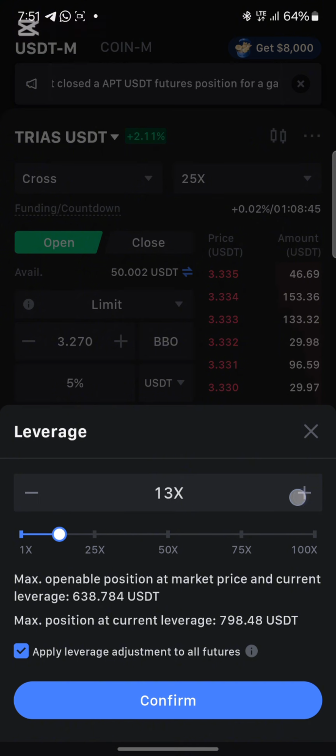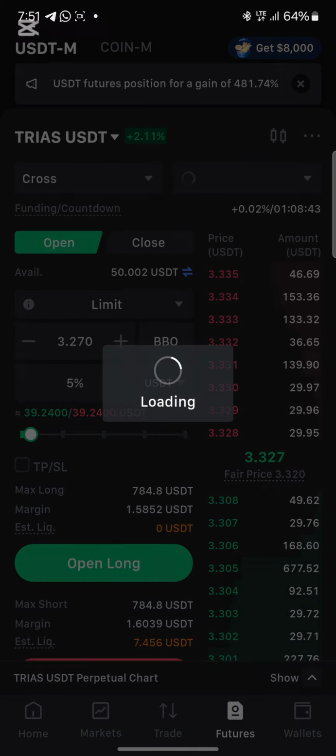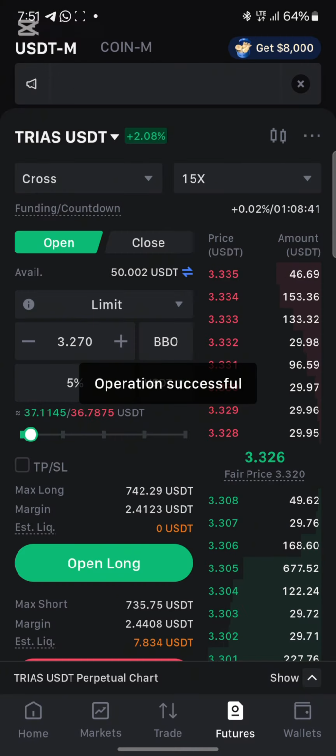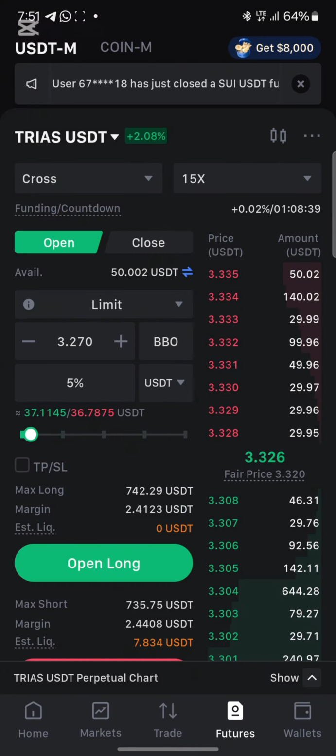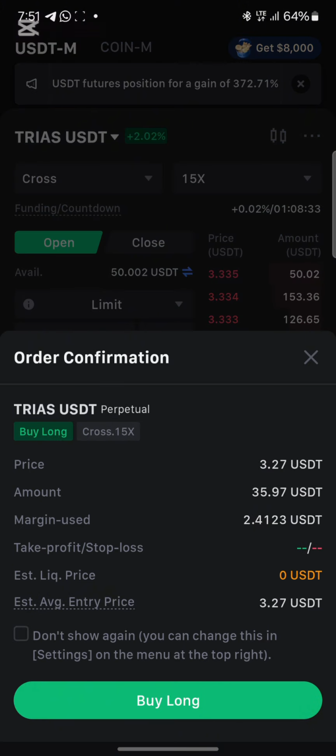Also, don't allow greed. So this is 2.4 USDT. When I click on long, this is the order confirmation. This is the analysis. I am using 15x on cross margin, and this is the price at which I want my order to be triggered.